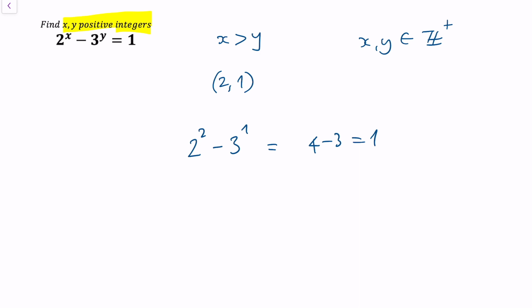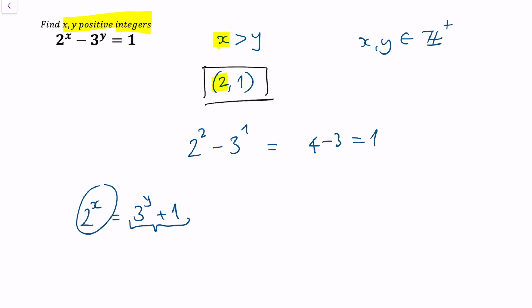Now this was, of course, just an educated guess. Are there any other solutions? To find the other solutions, if there are any, let's rearrange this equation. We have 2 to the x is equal to 3 to the y plus 1. We know x is equal to 2 is used, and the next thing we're going to use is x is equal to 3. In other words, we are interested in 2 cubed, which is 8. Let's see whether the number on the right-hand side is divisible by 8.